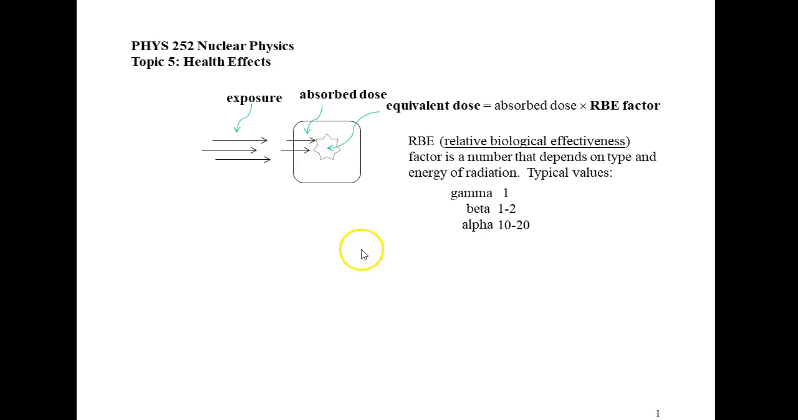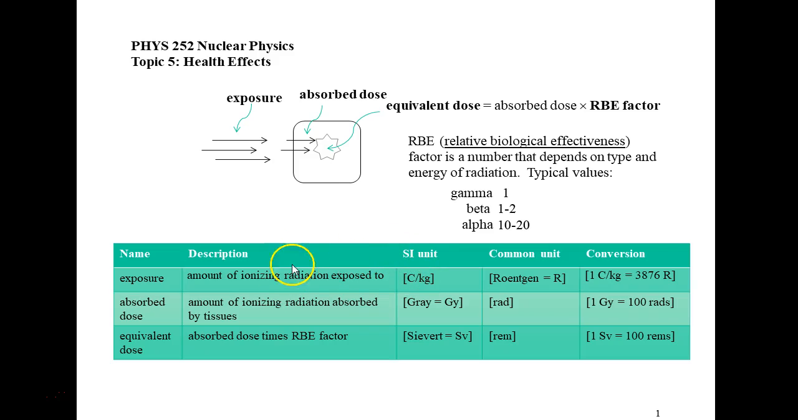Okay, let's continue then. I'm going to call up this table. So here's where we're going to describe these three quantities and give their units. So the exposure, this is the amount of ionizing radiation you're exposed to. So we're focusing on nuclear radiation, but X-rays that come from atomic transitions are also an ionizing radiation that you have to be careful with.